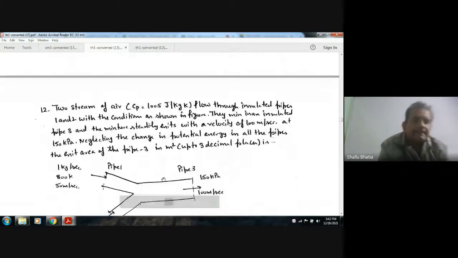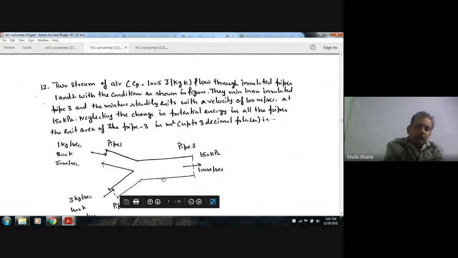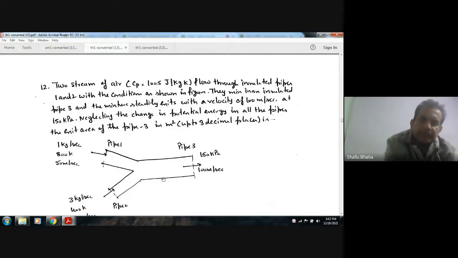Next, two streams of air, Cp 1005 joules per kilogram per Kelvin, flow through insulated pipes 1 and 2 with the conditions as shown in the figure. They mix in an insulated pipe 3 and the mixture steadily exits with a velocity of 100 meters per second at 150 kPa, neglecting the change in potential energy in all the pipes. Find the exit area of pipe 3 in meter square up to 3 decimal places.